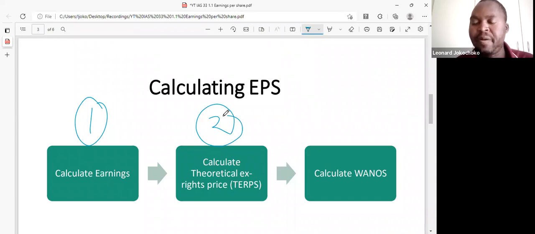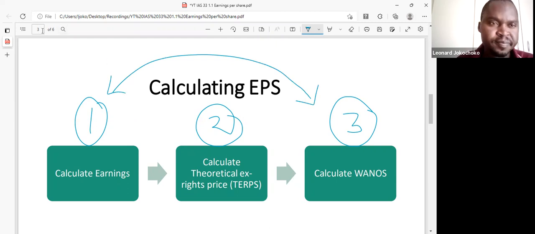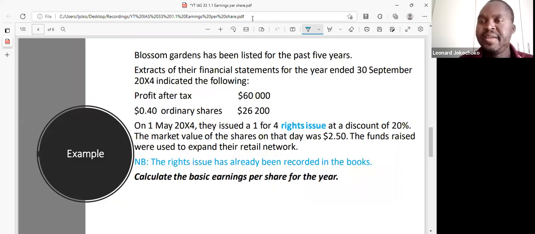Once we've grossed up our shares, then we need to determine the weighted average number of shares. With this weighted average number of shares, if we divide earnings by the weighted average number of shares, we get our earnings per share. To calculate earnings per share, therefore, let's show that with an example.